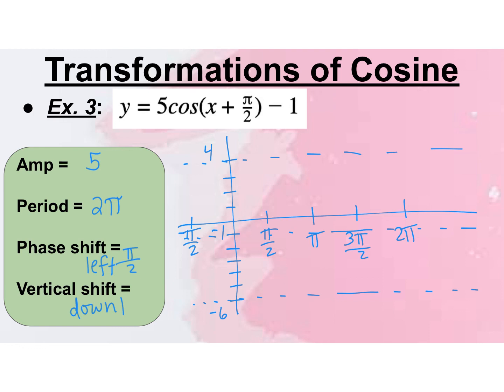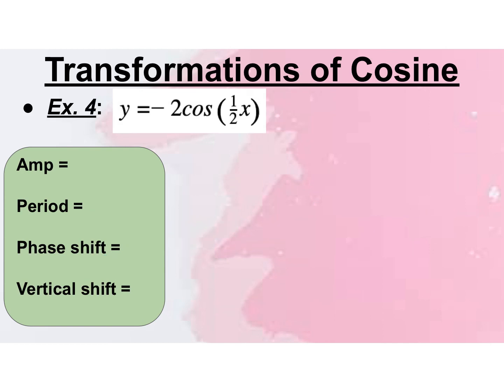And I'm going to use my 5 key points. So I know that cosine starts up at its max, so I'm at negative pi over 2, 4. Then I'm going to go 2 pi away, so I'm going to be at another max at 3 pi over 2. I'm going to cut that in half at pi over 2, and I'm going to be at my min. I'm going to cut that in half, and we're at the origin, cut that in half, and I'm at pi, 0. And there's my cosine graph.